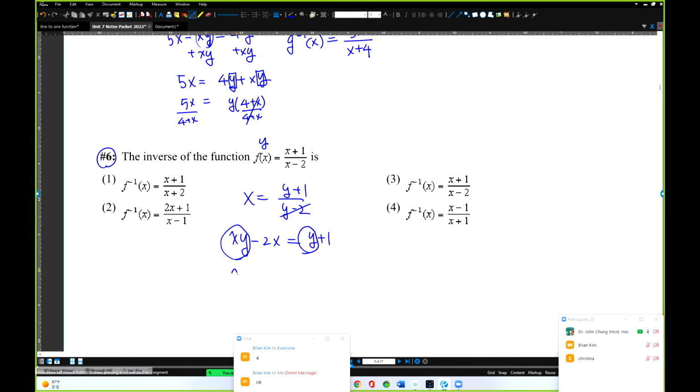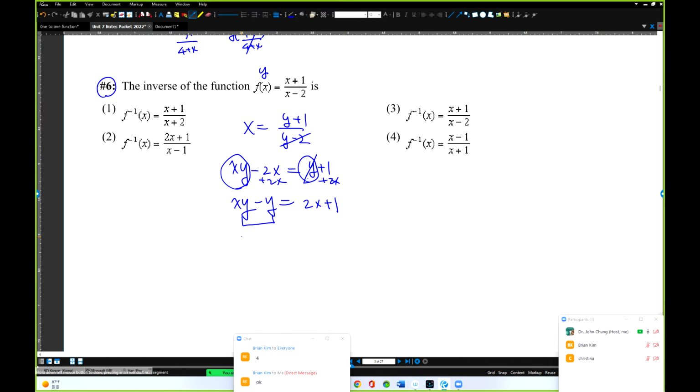Okay, that is our scale. xy minus y, there is a minus y there. Plus 2x, plus 2x. Okay, that is 2x plus 1 there. Now we have the y on the same side, so we can combine the y. Combine the y inside the parentheses: x minus 1 equals 2x plus 1.